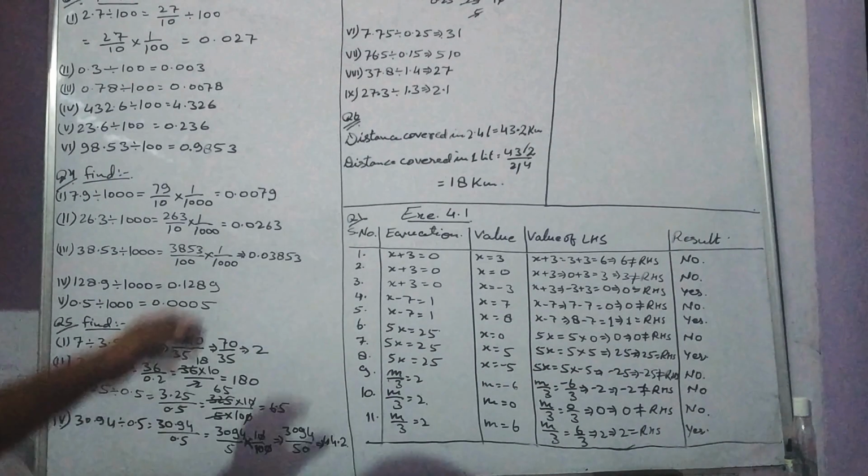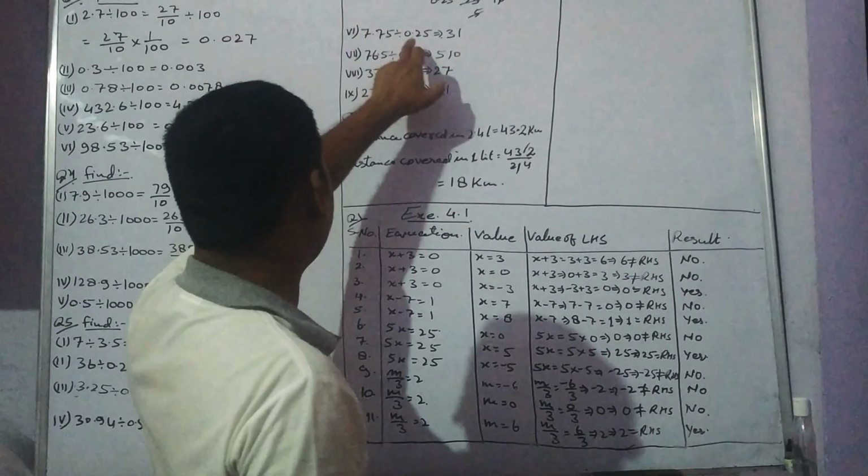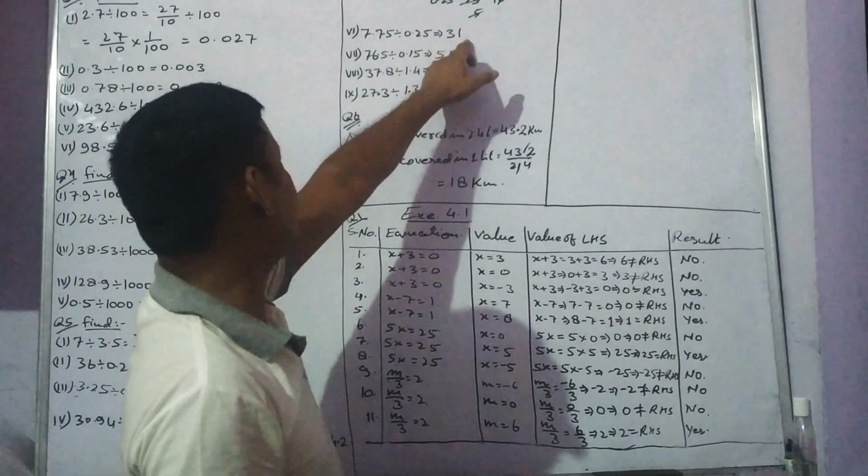Same here we will do in all these, 7.75 divided by 0.25, and you will get the answer 31.